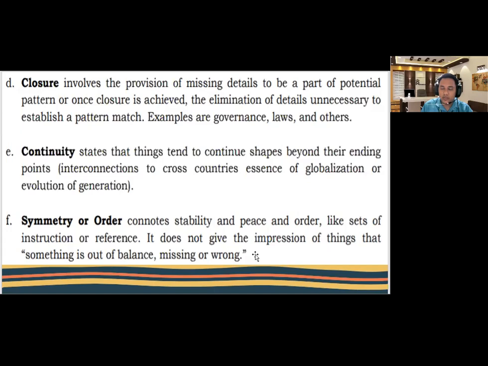Symmetry or order connotes stability and peace and order, like sets of instruction or reference. It does not give the impression that something is out of balance, missing, or wrong. So there must be symmetry and order. There must be a portion of peace and order, and there must be stability. Wala daw yung tinatawag nating out of balance, missing, or wrong. So it must be stable. There must be peace and order. Kaya siya tinawag na symmetry when it comes to math, di ba? Symmetry and order, or symmetry or order.